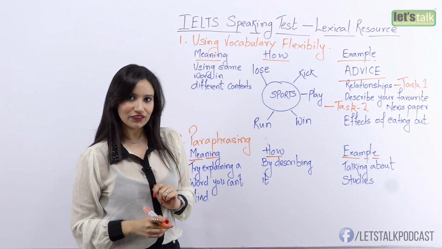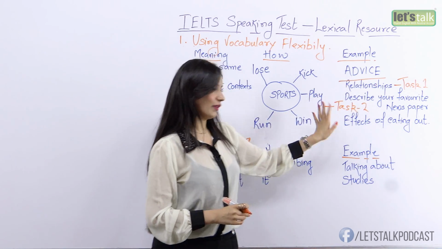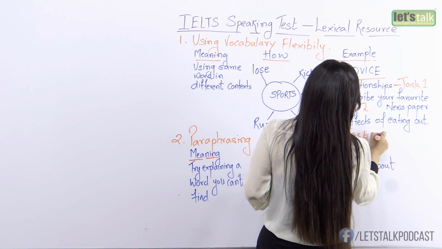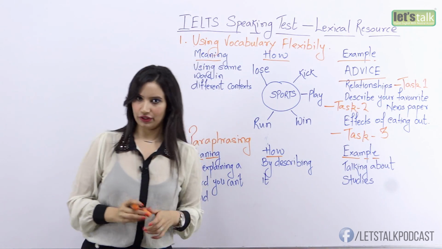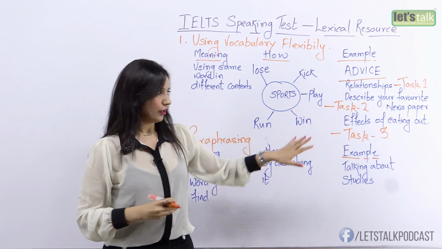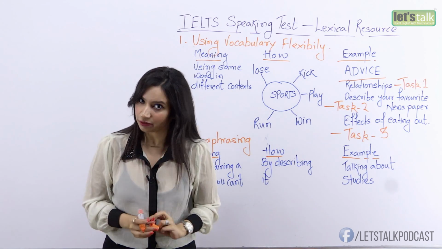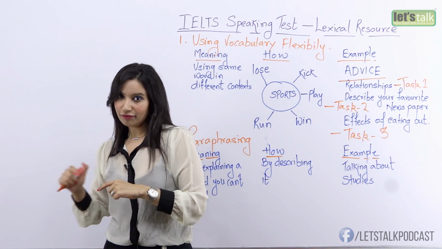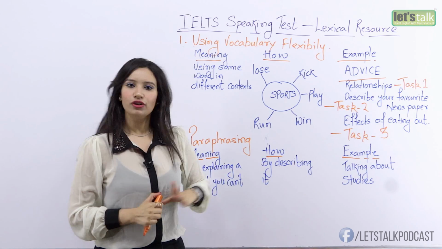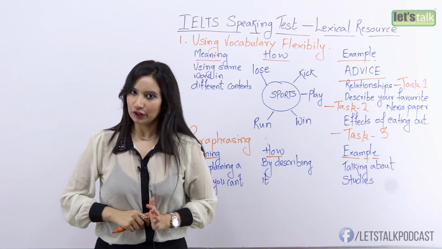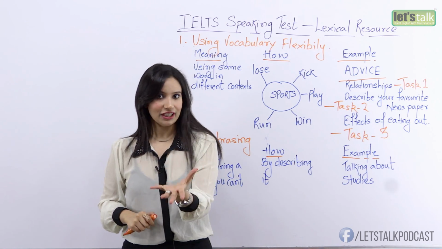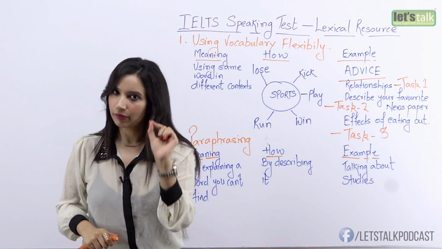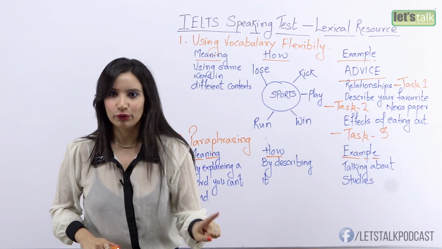Let's look at the next one. Effects of eating out. Which task should this be? We've done task 1, task 2, and now we have task 3. Effects of eating out in task 3. So you're given this topic and you have to speak on this topic. So here you could use the word advice when you're giving a personal example. You could say that my advice to my nephew who's getting overweight is to not eat out. That's how you can use it in task 3. So now you have an idea how to use the same word in different situations. However, do remember, be careful that you don't overuse the same word.